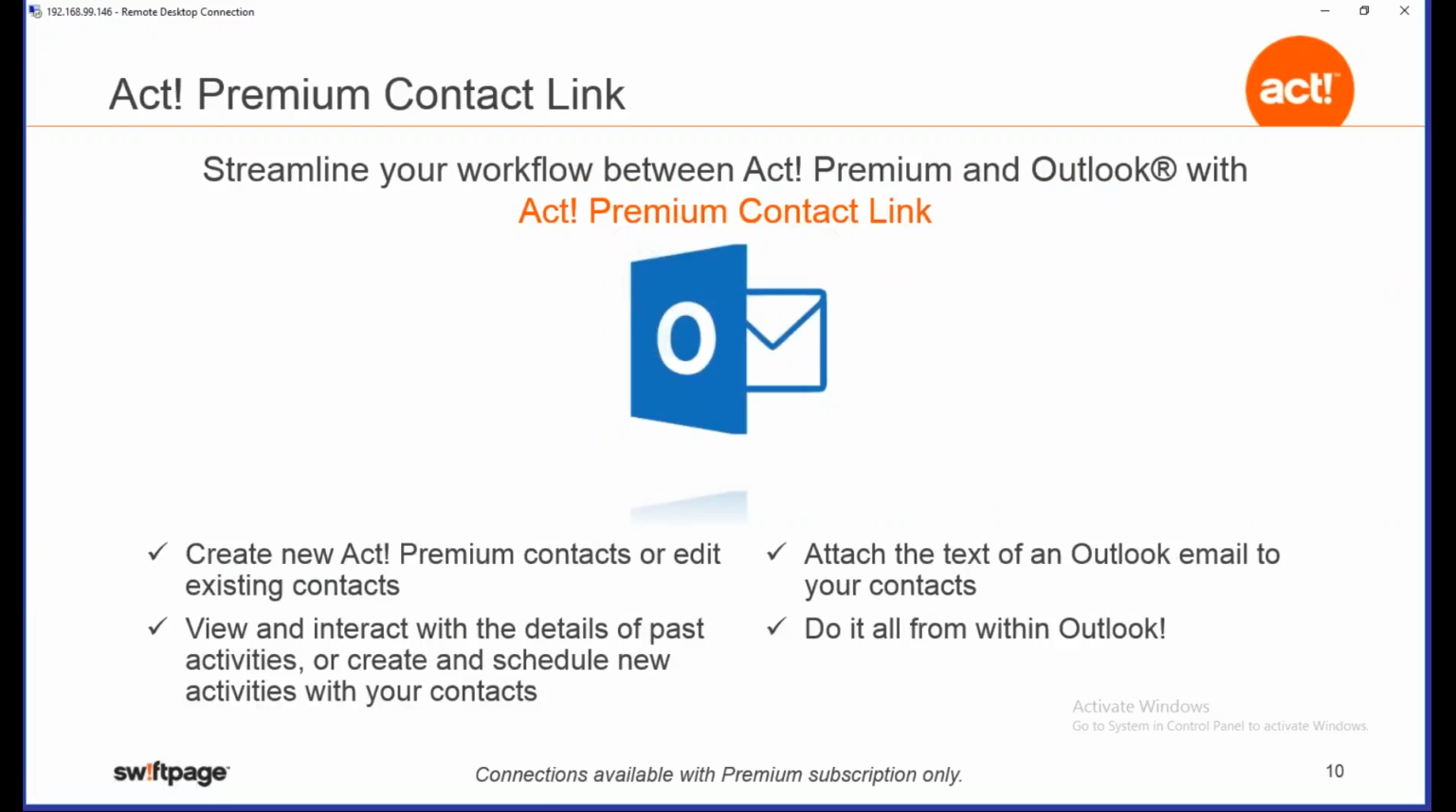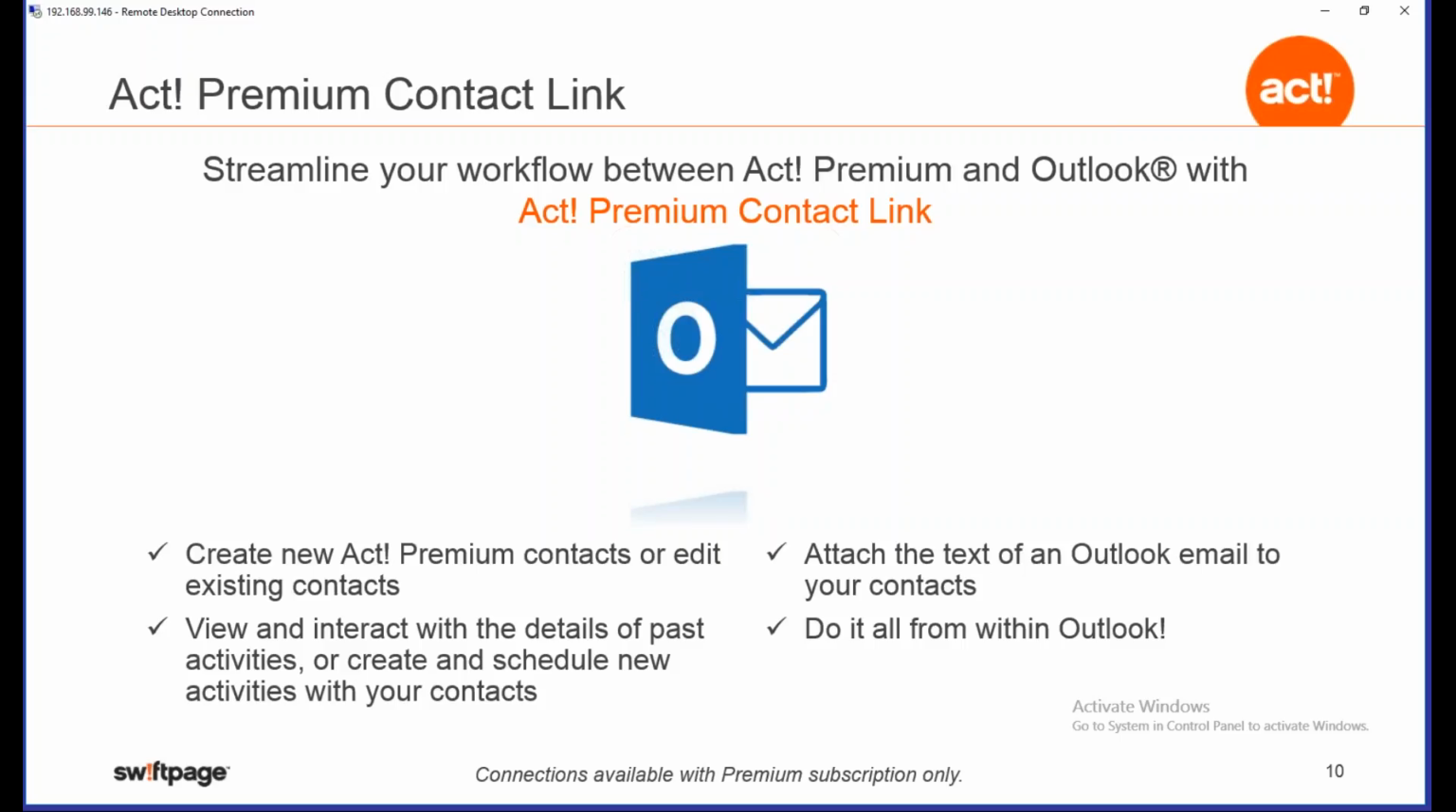Another connection that you're going to have with version 19 is the ACT Premium Contact Link. Once again, this is going to allow you to expand the connectivity between ACT and Outlook, specifically for those people who do not have a desktop version of Outlook installed. Currently, the way ACT works is you need to have Outlook installed on your computer, whether it be a laptop or desktop, and then you can link your ACT to your Outlook to integrate it, to attach emails and create contacts. This will allow you to work with the web version of Outlook, so that it will be an app within there.